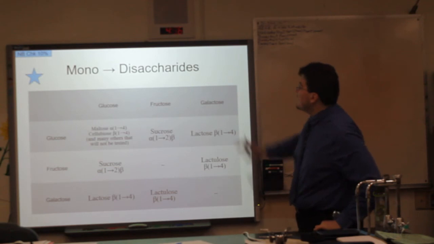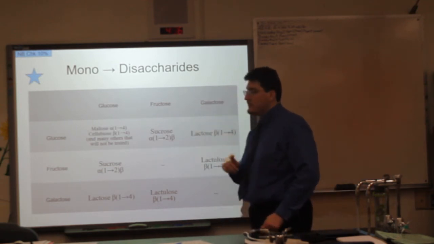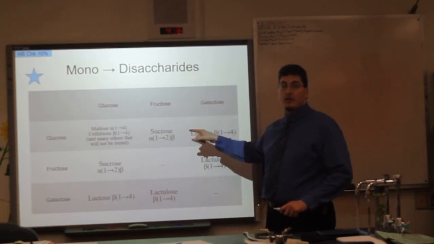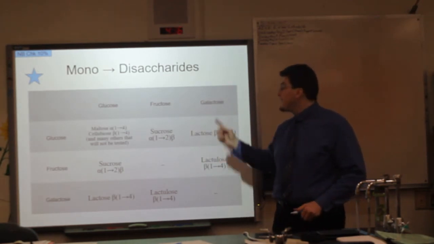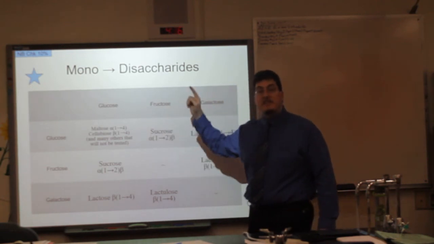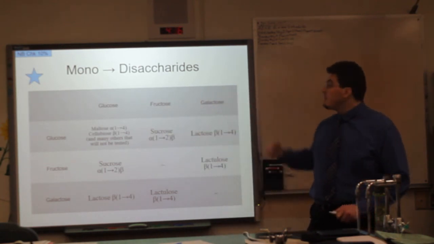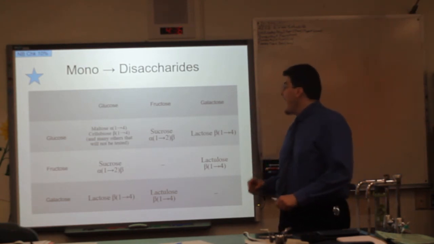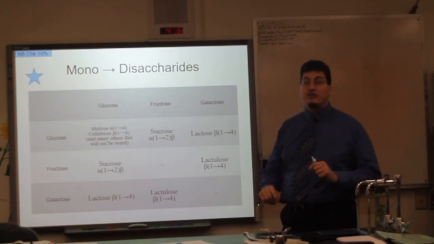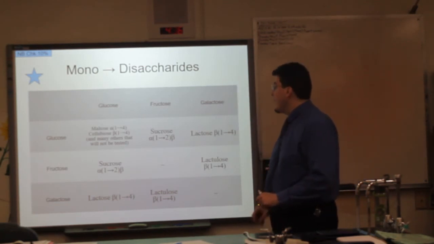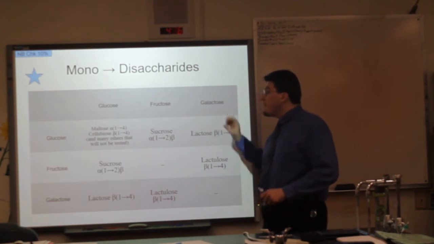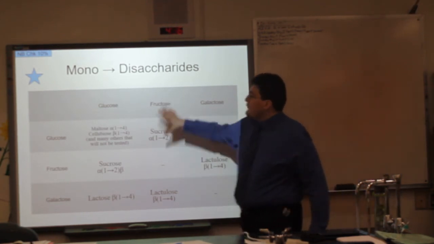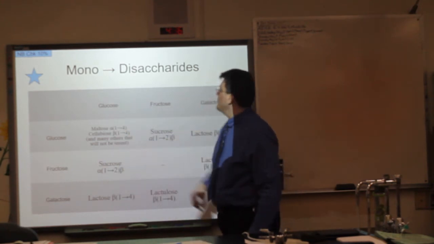Glucose plus fructose is sucrose. Excuse me. And that has an alpha 1 beta 2 glycosidic bond. Because glucose is in the alpha configuration, and fructose is in the beta configuration, and it bonds the 1 carbon of the glucose to the 2 carbon of the fructose. So sucrose is alpha 1, 2 beta. So glucose to fructose, glucose to fructose.